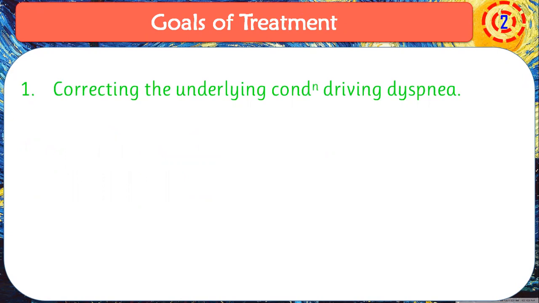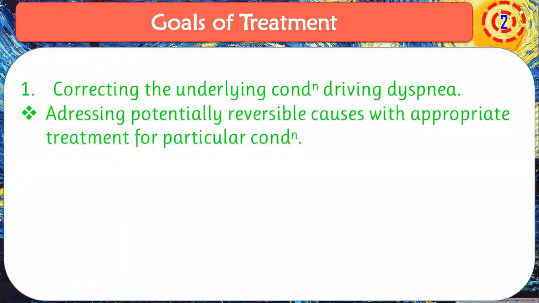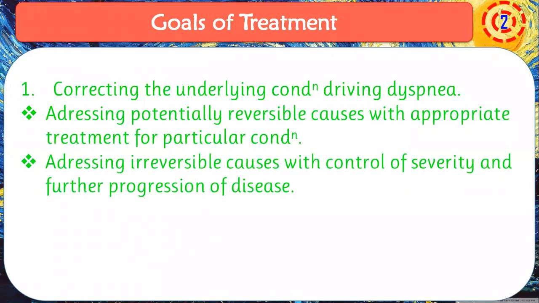So here we have to do two things. The first is if the cause is potentially reversible or completely treatable, then we have to go for the appropriate treatment for the condition which is causing dyspnea. Whereas, if the cause is irreversible or not completely treatable, for example, chronic obstructive pulmonary disease, in such condition, we have to control the severity of disease and limit the further progression of disease and presentation of other complications.